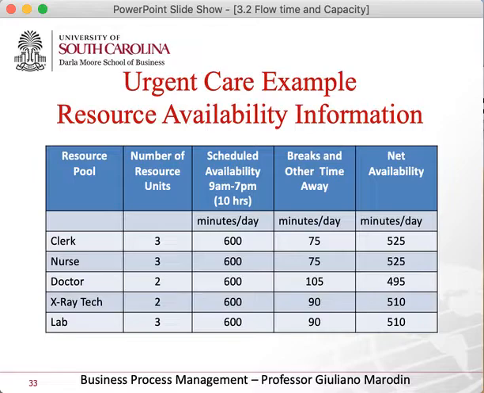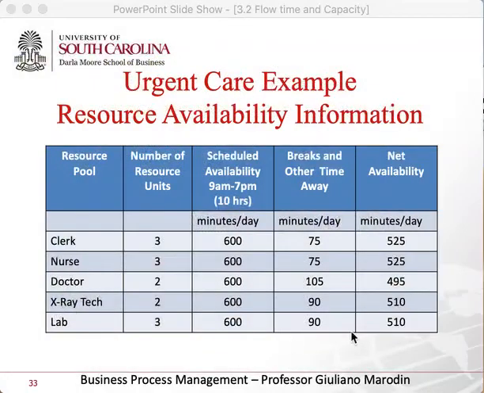Then another thing that we need to calculate is the net availability. So basically, you know that you have 3 nurses. Well, how much time are they available? Because it's all about time, right? It's all about how much you can produce in a certain amount of time. So that table is just calculating how much time you have in a day in each resource, per one resource. And then you're going to multiply everything by the number of resources, and that'll be easy as well.